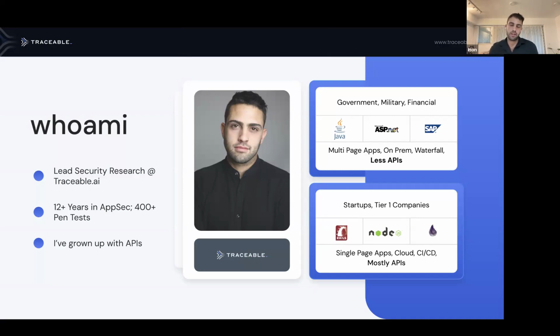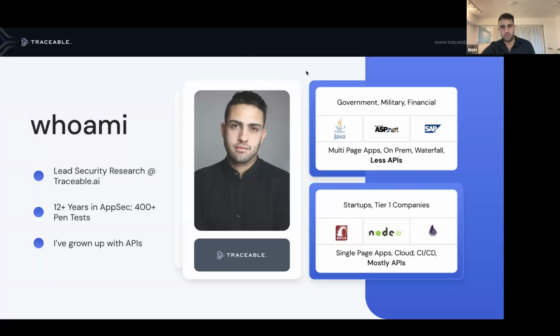Basically, I started my career back in Israel. I used to be part of a team that provides consultation for government, military, and financial organizations in Israel. And as you can imagine, those applications, back in the day, were more based on traditional technologies like ASP.NET, Java, SAP, and other concepts like multi-page applications, on-prem environments, waterfall. And if I used to see APIs, usually it was just a niche component of the application, for example, for B2B communication.